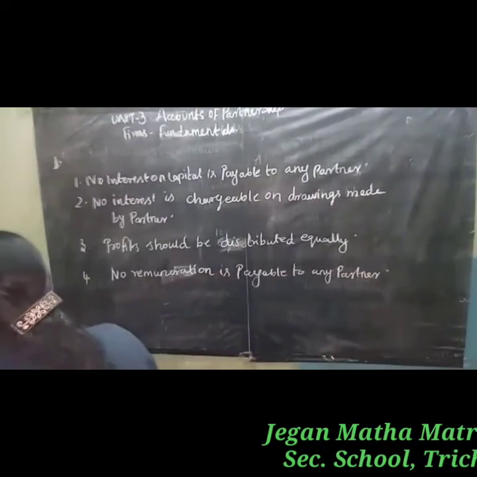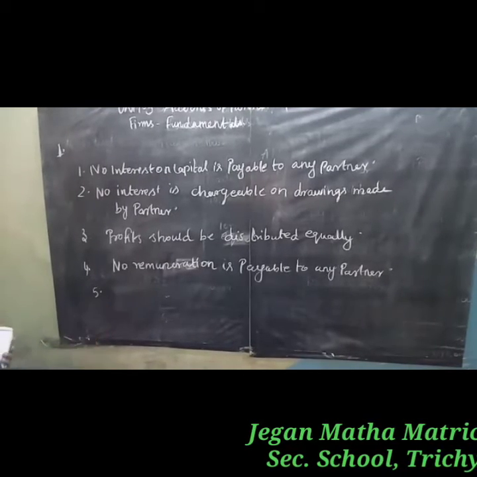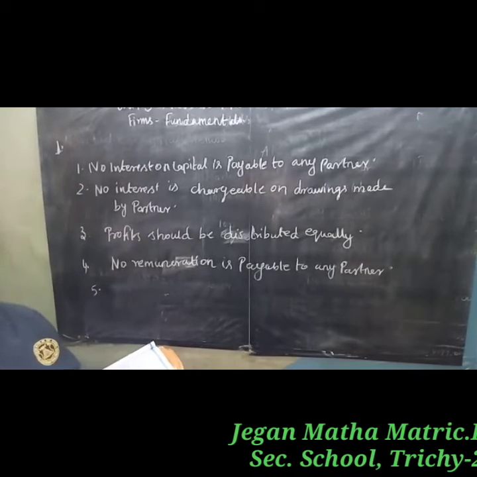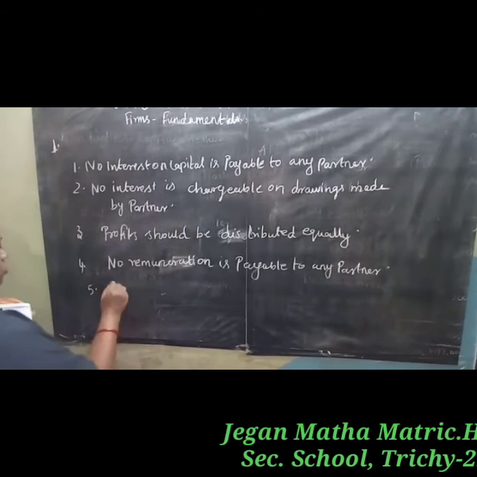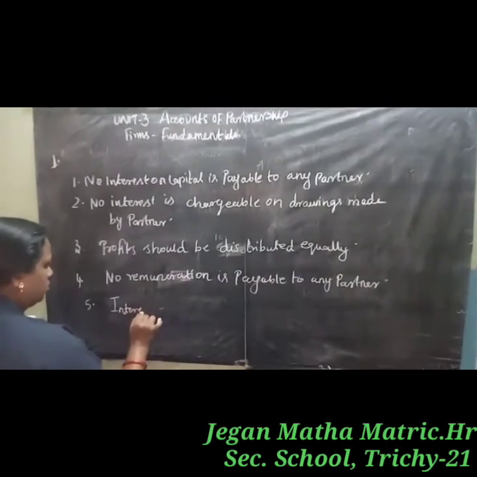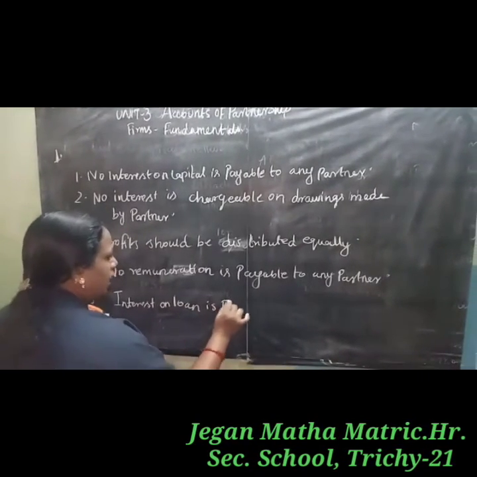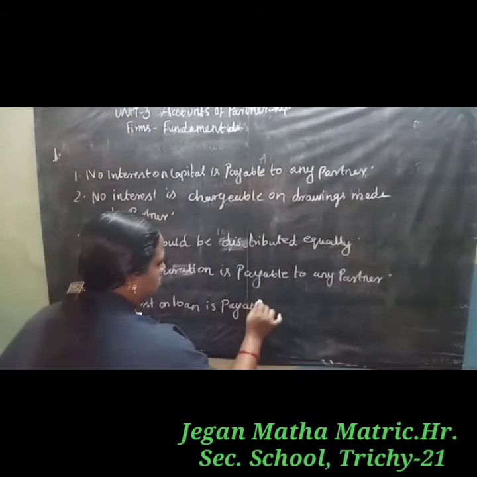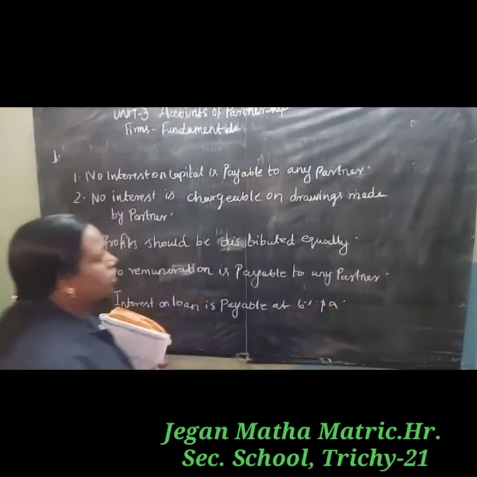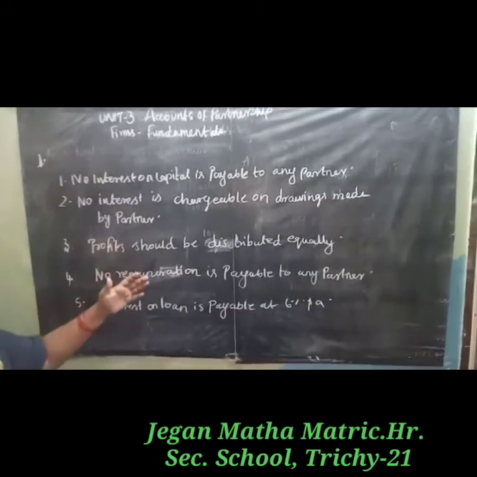Okay. So next, fifth situation, loan advanced by Chandru to the firm 50,000. He demands interest on loan 12% per annum. So interest on loan is payable at only 6%. So interest on loan is payable at 6% per annum. Okay. If the partnership deed is silent, we have to follow this situation. Thank you.